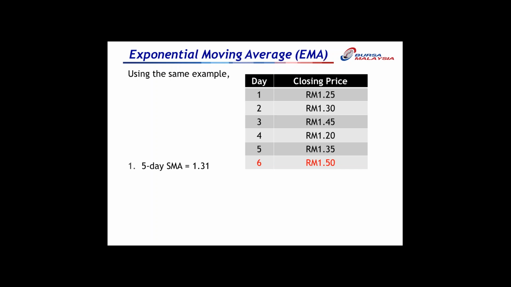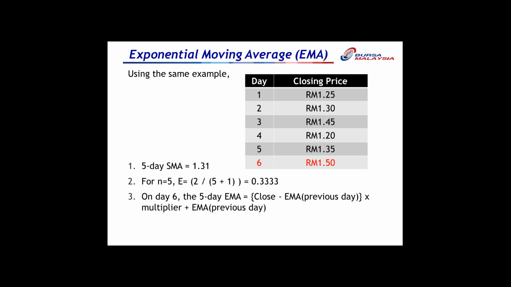Now in our previous example, we've already known the 5-day SMA is 1 ringgit 31 cent. And the second step is to calculate the weightage. So the weighting for EMA: we use a 5-day period, so N is equal to 5, so we get a weightage of 2 divided by 6, and we get 0.3333. So on day 6, what is our EMA data?